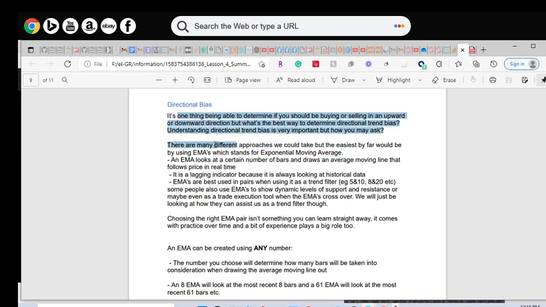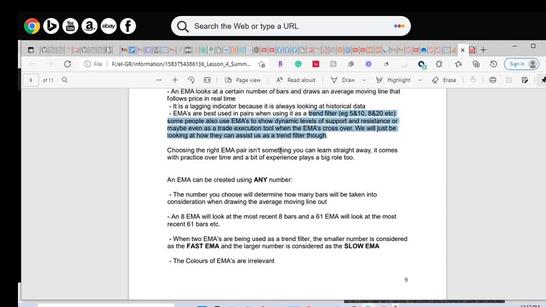How, you may ask? There are different approaches you could take. One is the EMA, exponential moving average. It follows price in real time. Always look at the historical data. Always pair using trend filters and EMAs, and we will just be looking at how they can assist us as a trend filter.